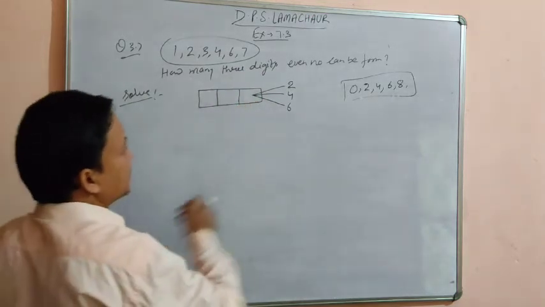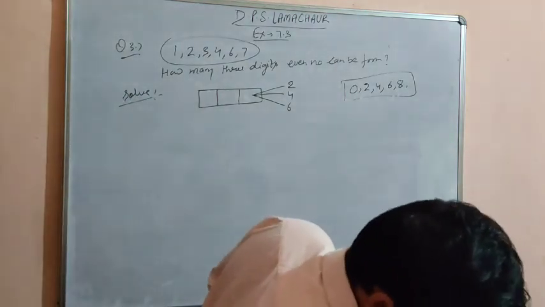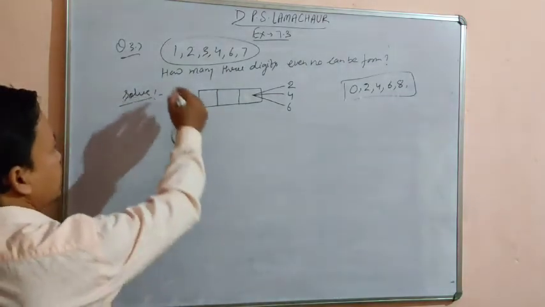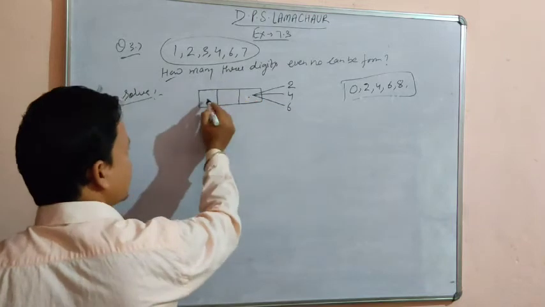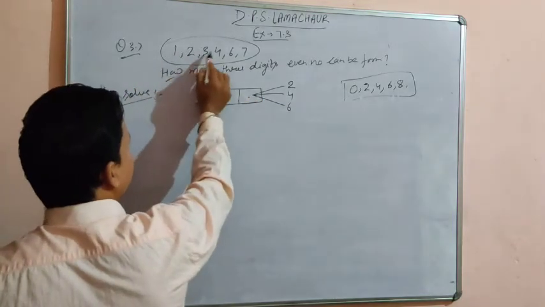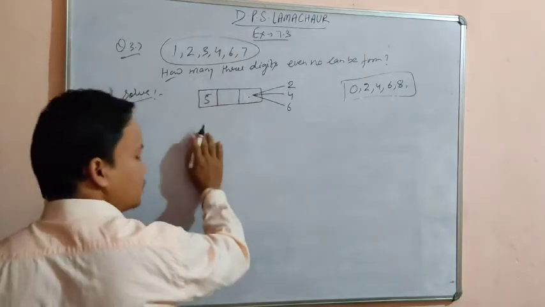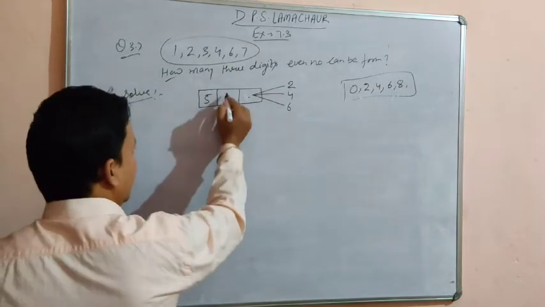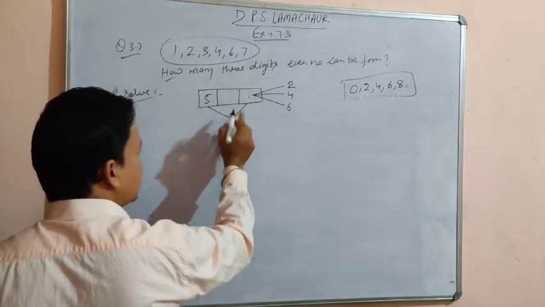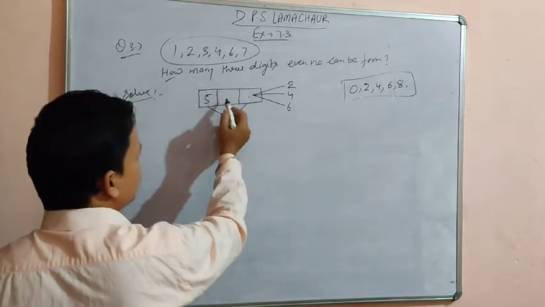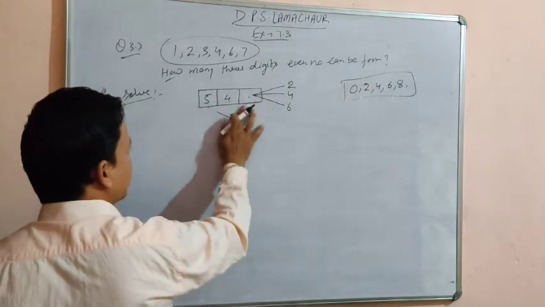And since repetition is not allowed, is repetition allowed or not? No digit is repeated. Beta, repetition is not allowed here. So if we are going to fill any number here, what are the options to fill this? Total numbers are 1 2 3 4 5 and 6. If one digit is fixed here, this will be reduced to 5 options for filling this box. And after filling two numbers there, what are the possible options to fill the second box? There are only 4 options.